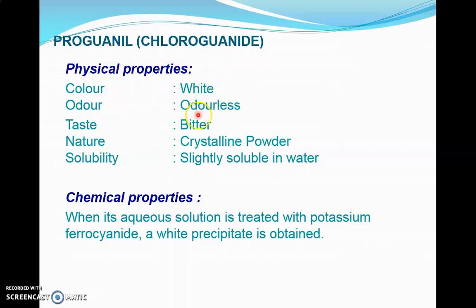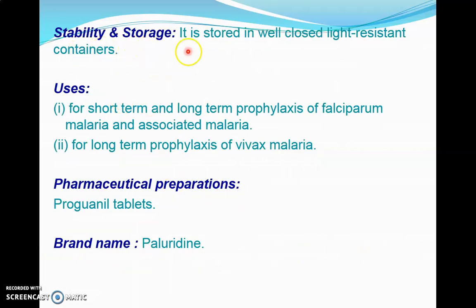Proguanil is a white, odorless, bitter crystalline powder, slightly soluble in water. When its aqueous solution is treated with potassium ferricyanide, a white precipitate is obtained. For stability and storage, as usual, it should be stored in a tightly closed light-resistant container. Its uses are short-term and long-term prophylaxis of falciparum malaria and associated malaria.